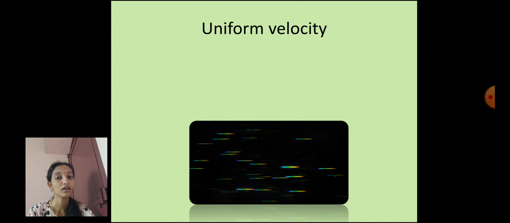The next, the uniform velocity. In speed we studied uniform speed and non-uniform speed. In velocity also we study uniform velocity and non-uniform velocity. From this picture, we can understand that light travels in a vacuum with the same velocity. This picture represents light traveling in the vacuum.